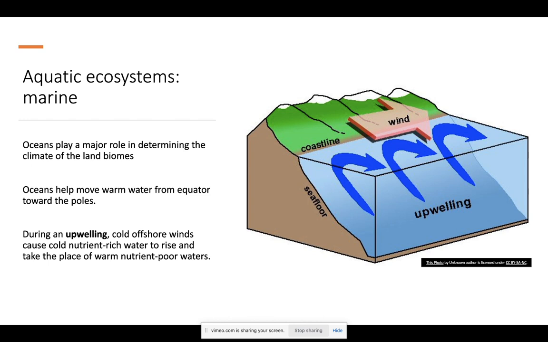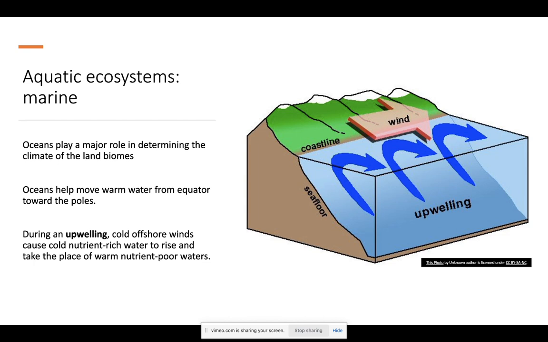So there's something called the upwelling. We're beginning to discuss oceans. Oceans play a major role in determining the climate of land biomes, and that makes sense because oceans are going to help move warm water from the equator towards the poles. This occurs through something called upwelling.